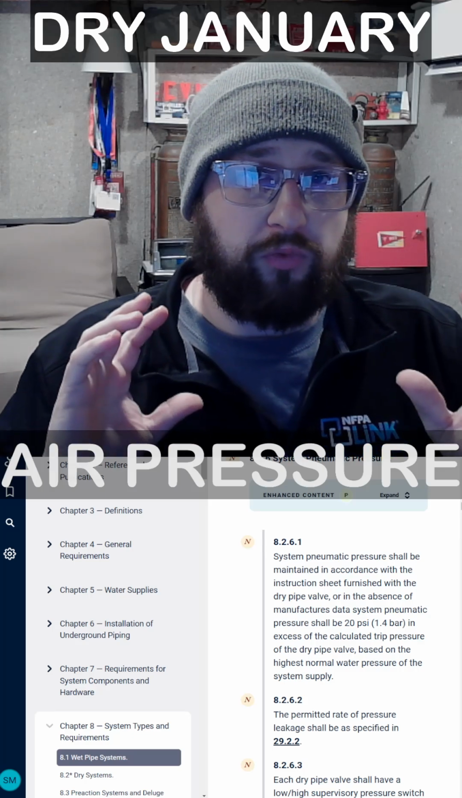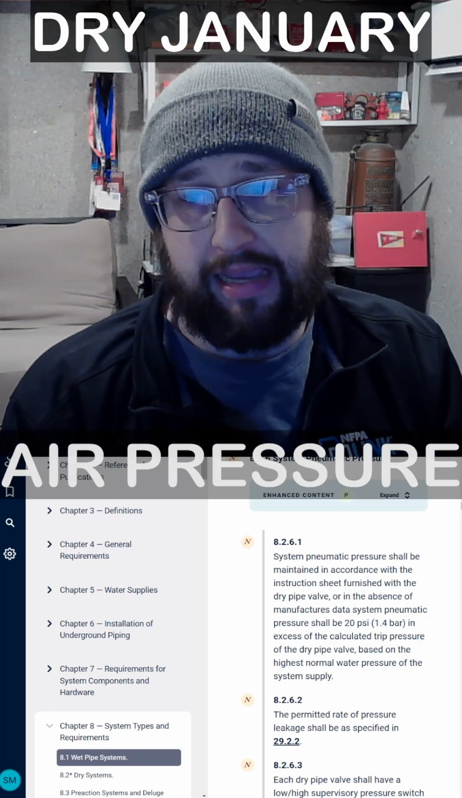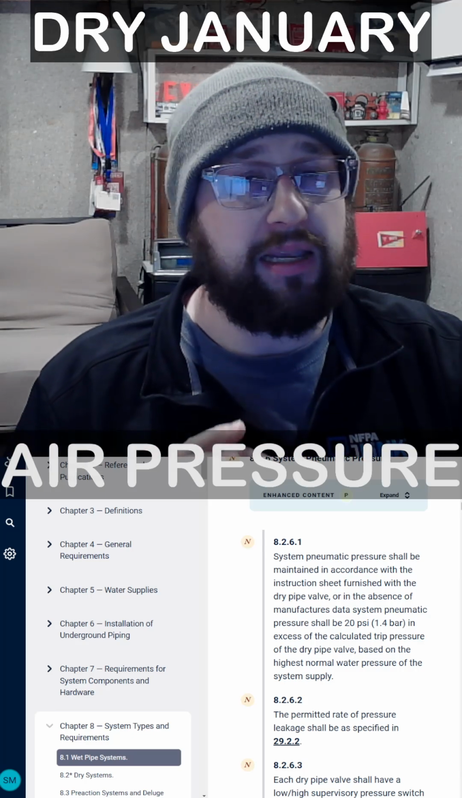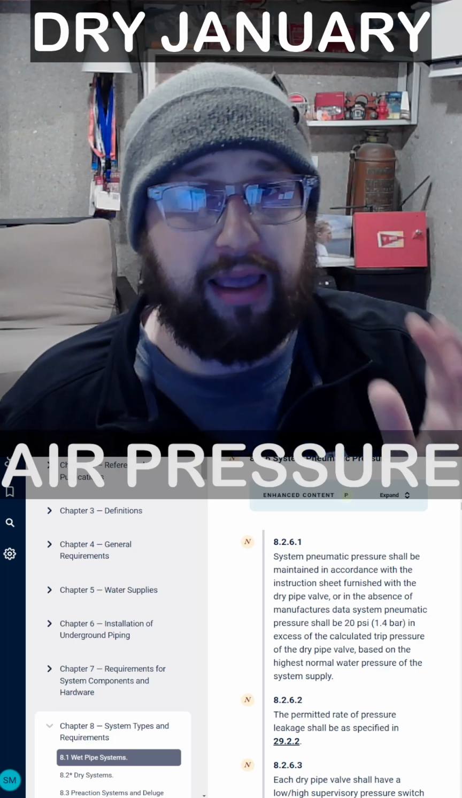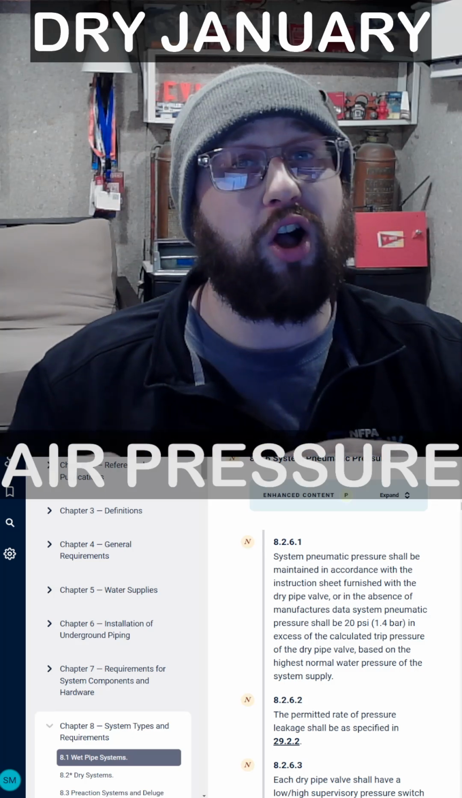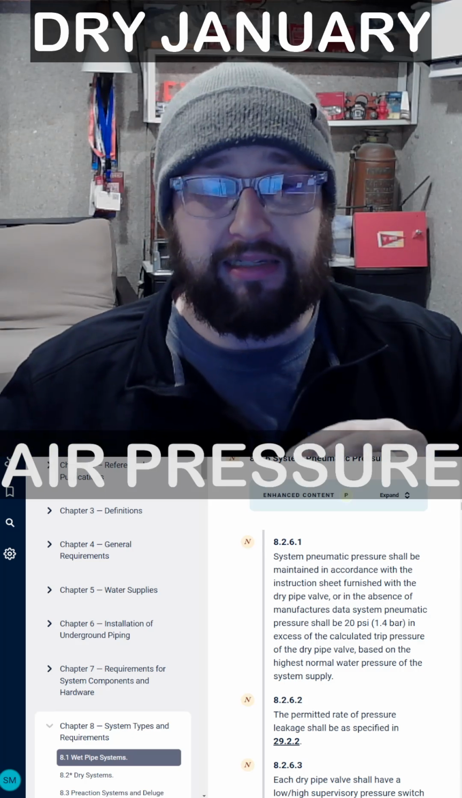So the first thing we need to do when determining that system pneumatic pressure, the pressure we need to maintain, is figure out what the trip pressure is. And typically for most dry pipe valves, we go to the manufacturer's instructions to determine the trip pressure, and they're also going to provide what that system pneumatic pressure needs to be maintained at.